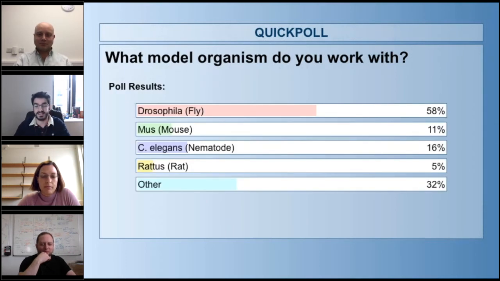So we have 58% of the audience working with Drosophila. Again, not surprisingly, 11% work with the mouse. We have 16% of C. elegans aficionados, 5% with rats, and 32% other that probably don't work with any of these.